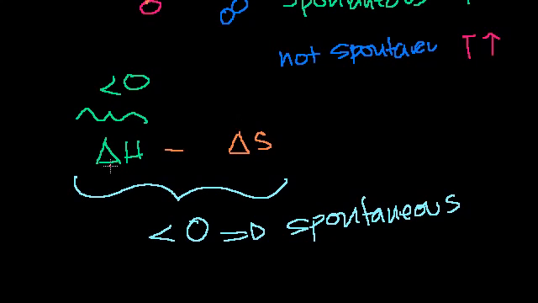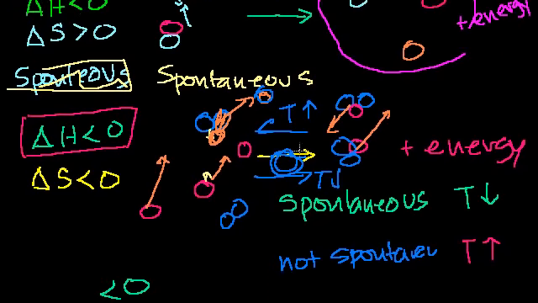this is spontaneous. So if this is negative, we're releasing energy. And then if this is positive, we're getting more disordered. So this whole thing will be negative. So that seems good. Now what if entropy is negative? If entropy is negative, it kind of makes the reaction a little less spontaneous, right? In this situation, entropy was negative. We went from more disorder to less disorder, or fewer particles.